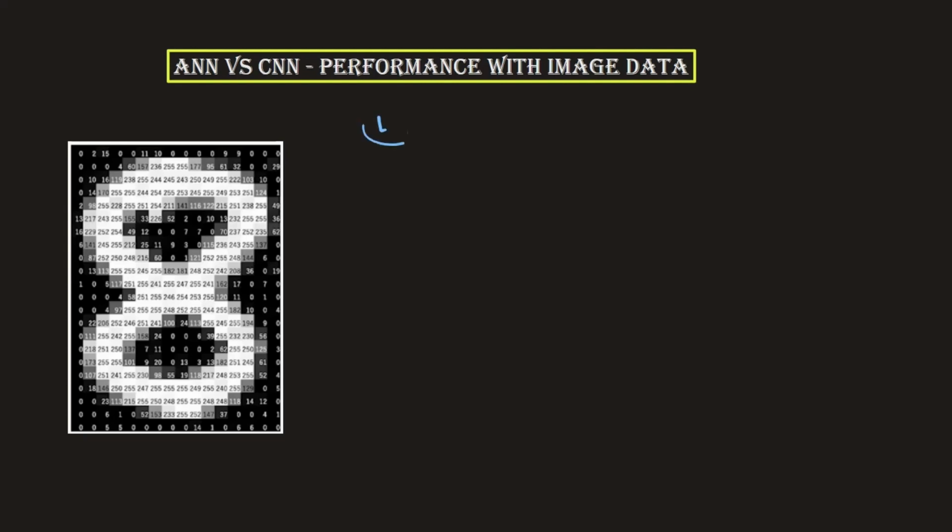The first limitation that it has is high computational cost. When you are using an ANN architecture to do image classification, this becomes computationally really expensive. Let's try to understand this particular point in detail. Let's consider this particular image, and let's assume that the size or the resolution of this image is 30 by 30.